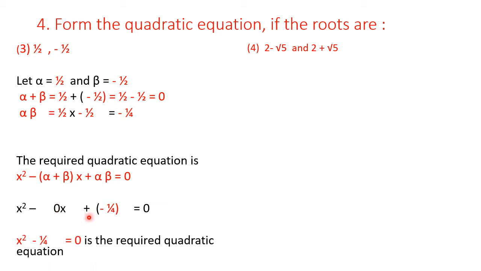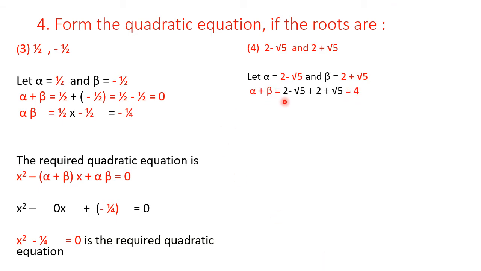This is plus into minus, right? So it becomes minus. So x square minus 1 upon 4 is equal to 0 is the required quadratic equation. Okay, fourth one, 2 minus root 5 and 2 plus root 5 are the given roots. So we consider alpha as 2 minus root 5 and beta as 2 plus root 5. Then we find out what is alpha plus beta.